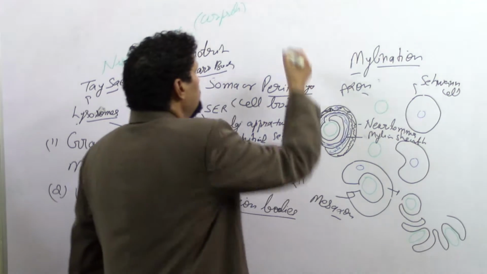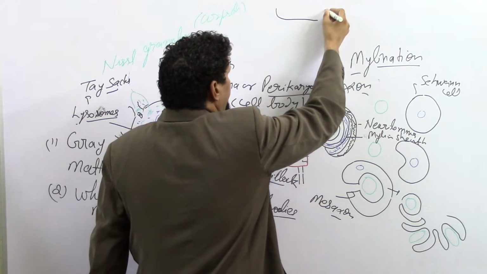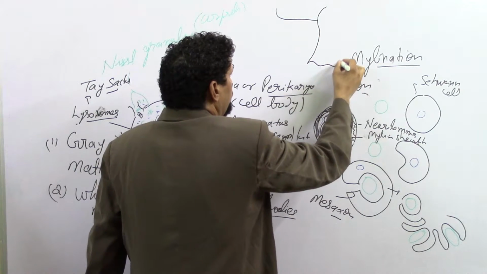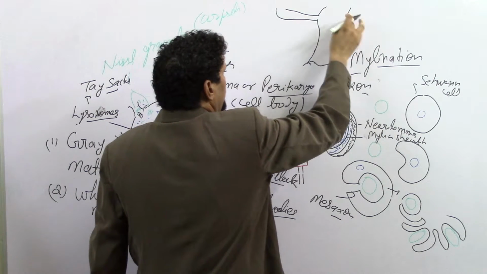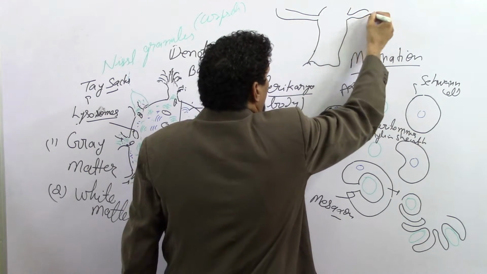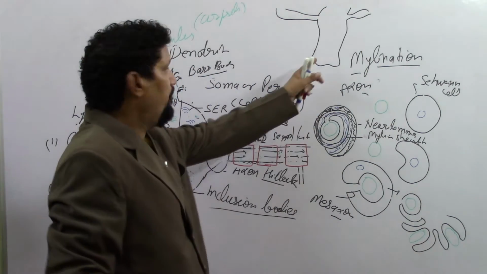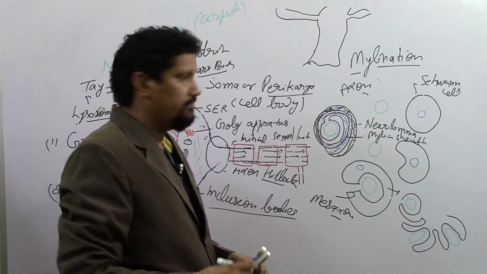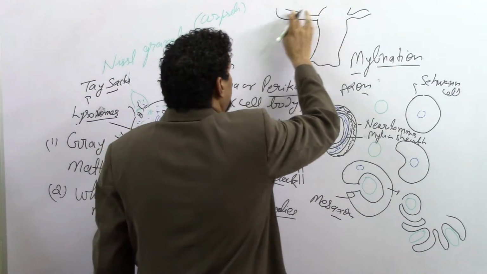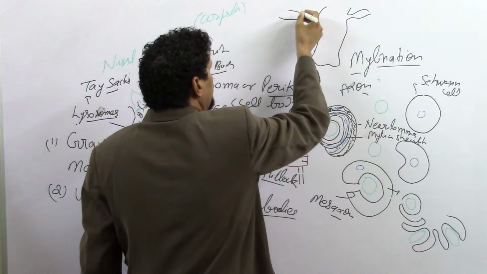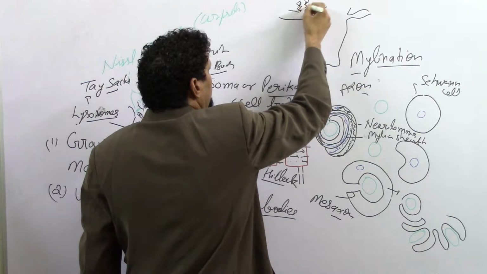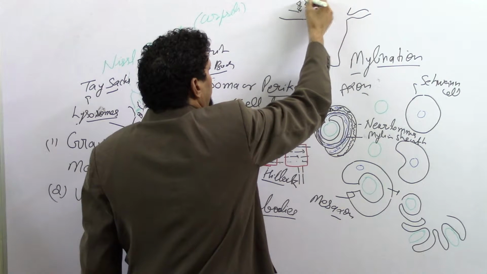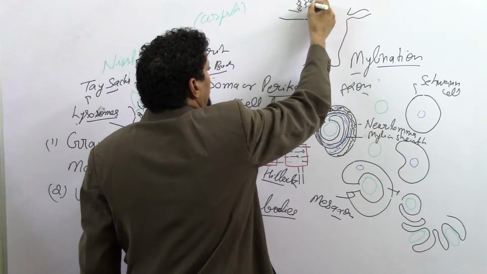For example, here is a tree having multiple branches. I am using this tree for the central nervous system, that is brain and spinal cord, and on this branch of the tree there are many monkeys sitting, having ears and mouth and other parts of their body.